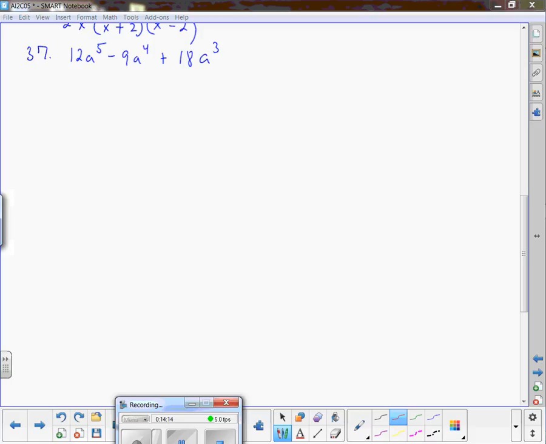Have you got it? How many have it? 2 people? Should be more. All right, so you all did this, right? You all saw the common, what, 3a cubed? So you get a common 3a cubed. What is this? 4a squared minus 3a plus 6. All right?